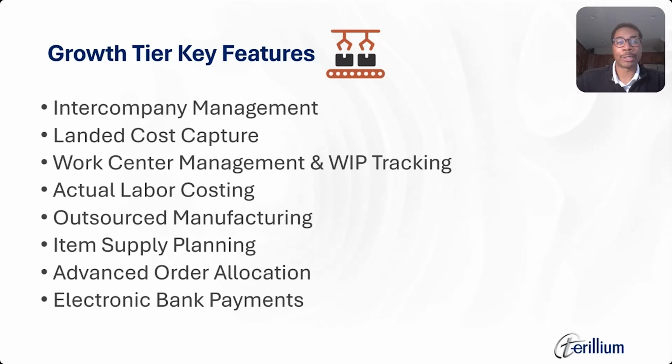From the manufacturing side, we can look at work center management and work in process tracking. So again, for those companies who might have a multi-step operation on their production line, we can track the inventory as it makes its way through the entire process, ultimately resulting in more accurate throughput tracking and item costing. From the planning perspective, we can also look at item supply planning to help balance future supply and future demand. And then finally, from the order management side, we look at advanced order allocation to ensure that prioritized orders are fulfilled as soon as possible.